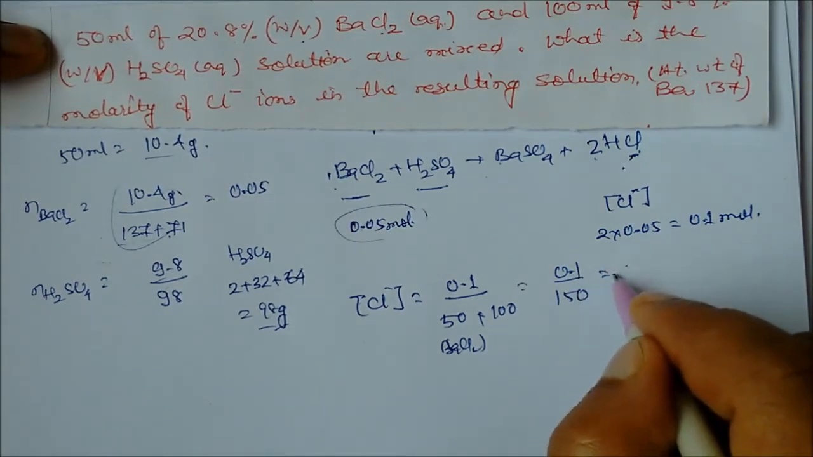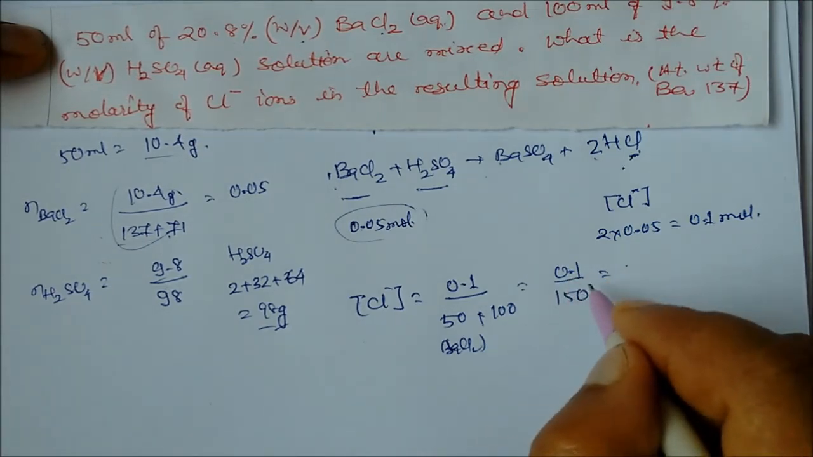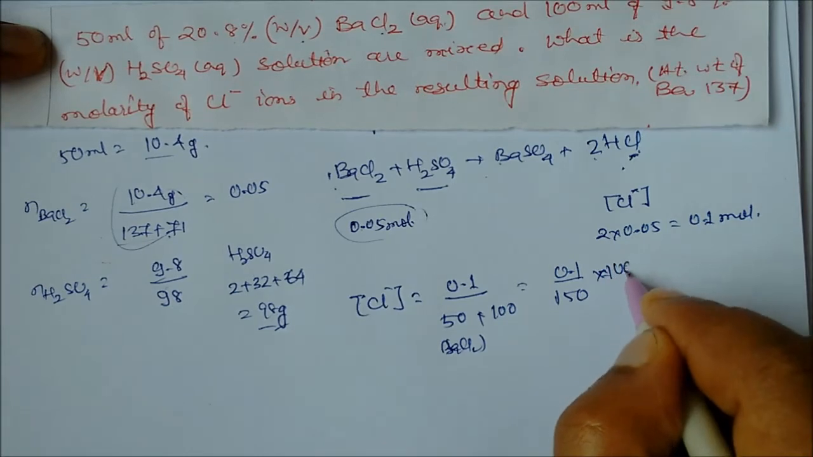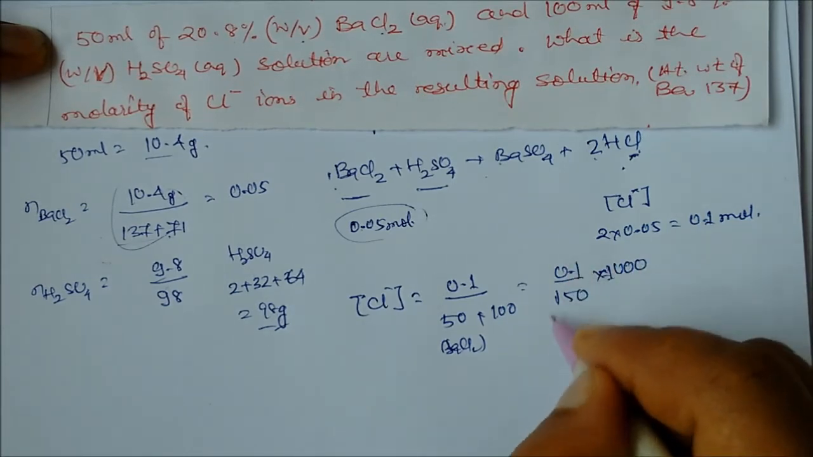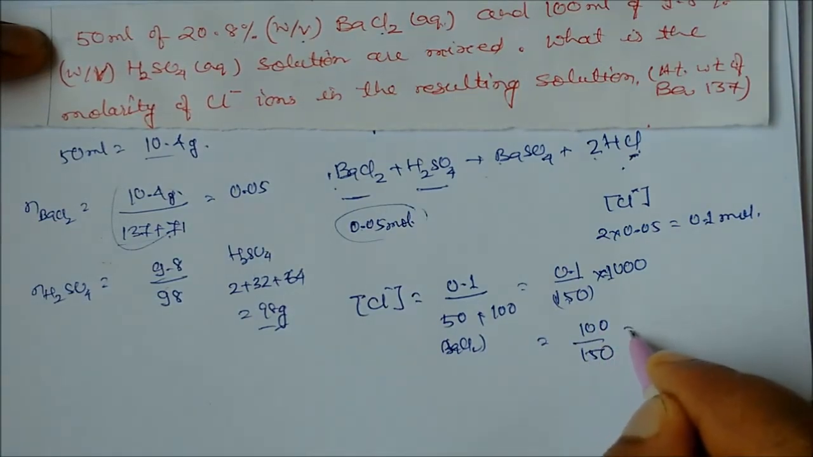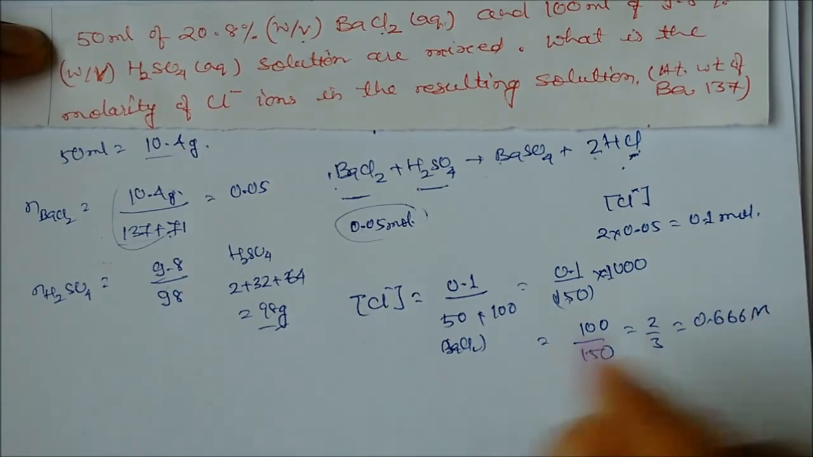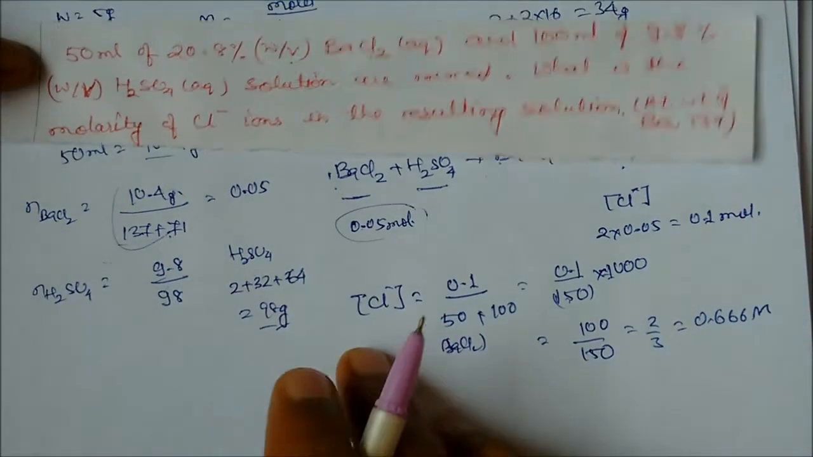Then it becomes again 0.1 by this, concentration into 1000, because this volume is in ml. So you will get here 100 upon 150. And after solving, 2 by 3, so we will get here 0.666 molarity. So this is the answer.